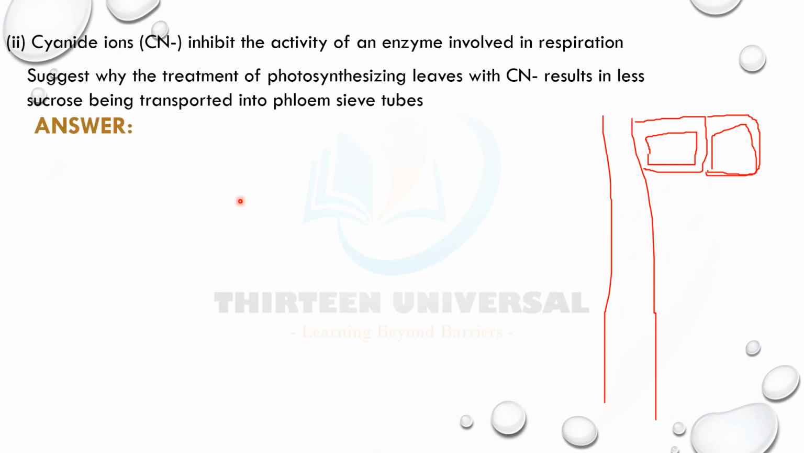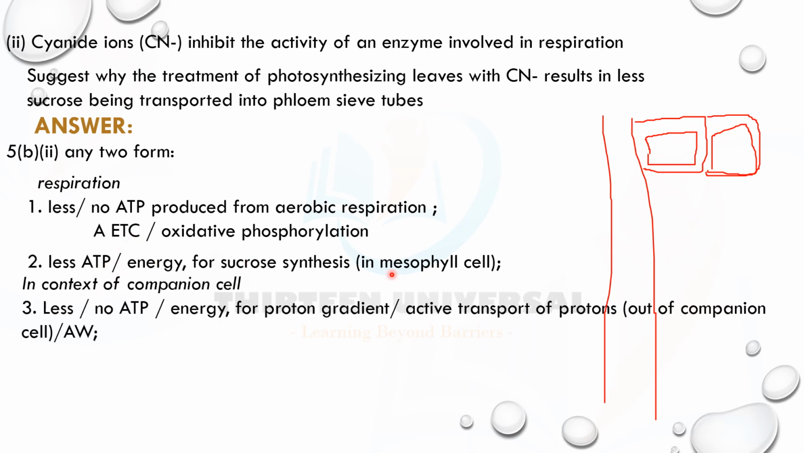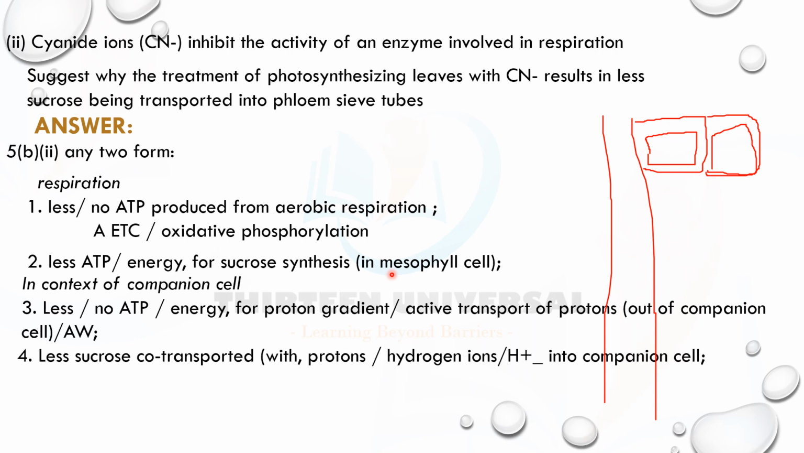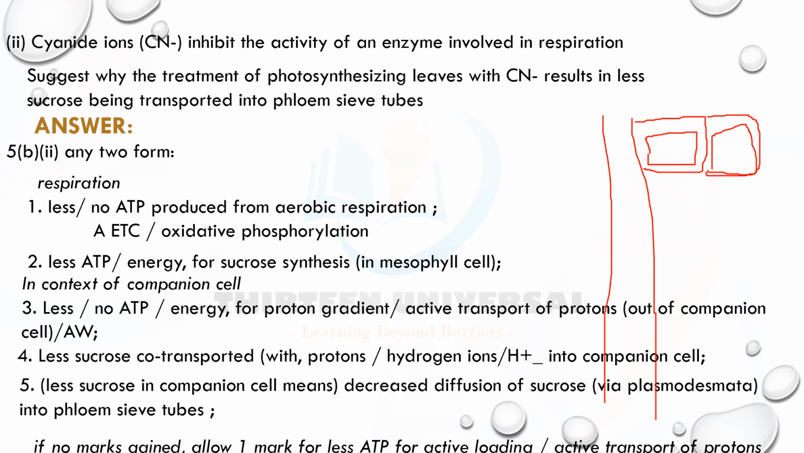So first of all, less sucrose is synthesized. No ATP is produced because the cyanide is going to inhibit it. ATP is needed. I'm not going to talk about the electron transport chain because that's for A2 syllabus. So less ATP energy for sucrose synthesis in the mesophyll cell. No ATP energy for the proton gradient. Of course, less sucrose is co-transported. In the companion cell, there is decreased diffusion of sucrose from the companion cell to the sieve tube, and then into the sieve tube elements. Of course, there will be less transport.